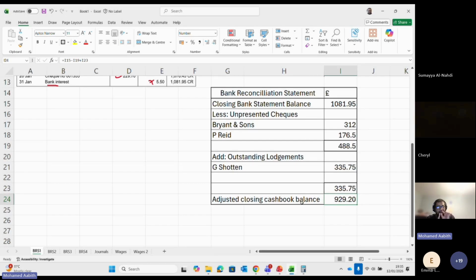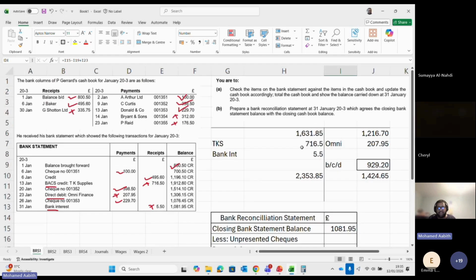Guys, again, this is step by step. You must do that. You can't jump from one to another. You cannot do the BRS without doing the cash book. You must do the cash book first.